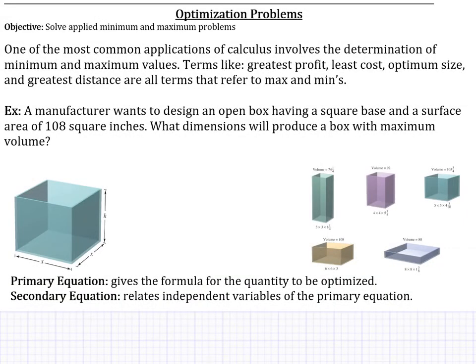Okay. After learning everything we've learned over the past few lessons, this brings us to optimization problems, which are applications of maximums and minimums. Certain terms we might see in an application problem would be something like greatest profit, least cost, optimal size, greatest distance. These all refer to maximums and minimums. And if they refer to maximums and minimums, then the derivative should be involved. I think in terms of a business standpoint, greatest profit and least cost would be pretty common questions you would come across.